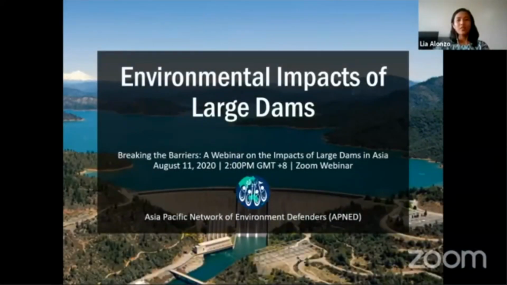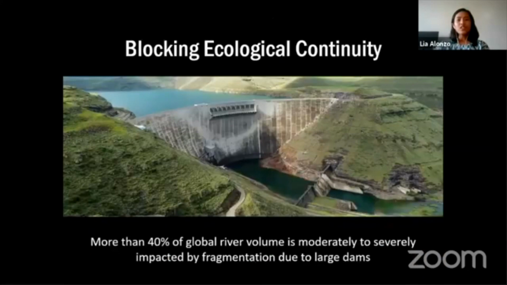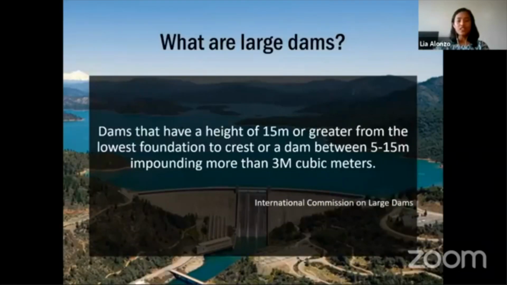So as mentioned, I will be discussing the environmental impacts of large dams as a context to the resource conflict and the human rights issues that are being experienced by environmental defenders in Asia. Before we start, it's important to know the definition of large dams. Large dams have a height of 15 meters or greater from the lowest foundation to crest, or a dam between 5 to 15 meters, impounding more than 3 million cubic meters.